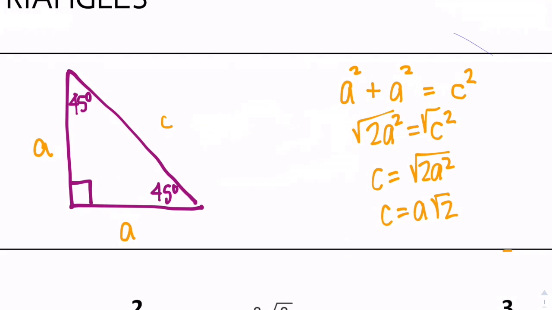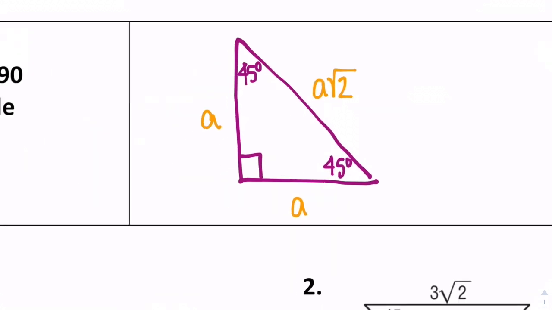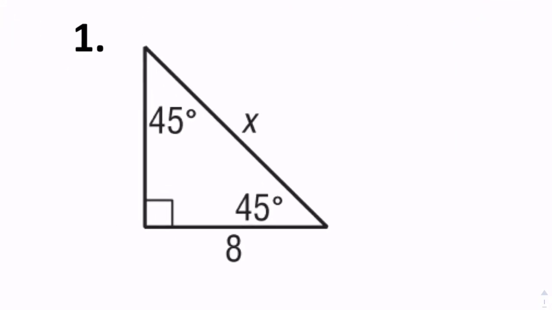Now, do you have to remember how to do that? No. You don't even have to write that down. But just know that this hypotenuse in a 45, 45, 90 triangle would be a root 2. All right, so that's something you're going to have to memorize. And I'll show you now how we're going to do some of these problems.